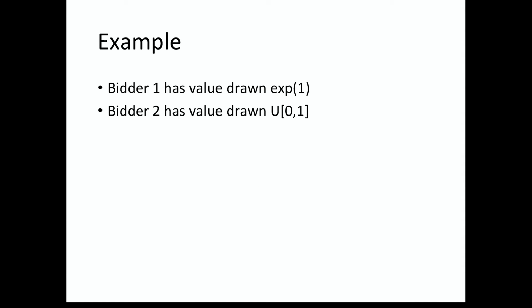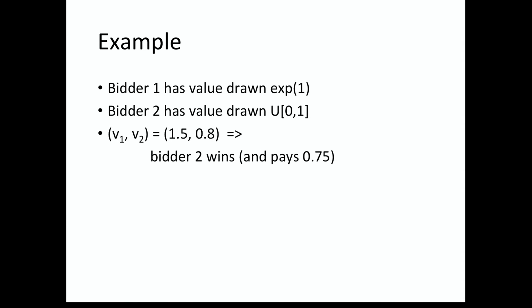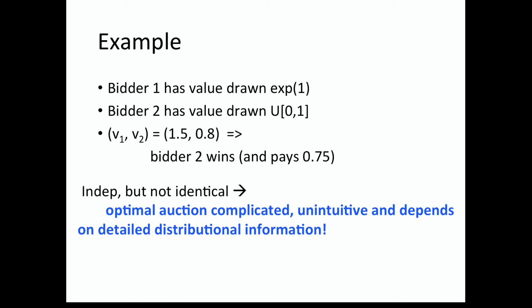So for example, if your first bidder had a value drawn from an exponential distribution with parameter 1, and your second bidder had a value drawn from a uniform distribution on [0, 1], and their values were 1.5 and 0.8, then when you do this transformation, it turns out that in this optimal auction, the second bidder, the one with the value of 0.8, will win and pay 0.75. Okay? So kind of weird things can happen. The bidder who's not the highest can win.